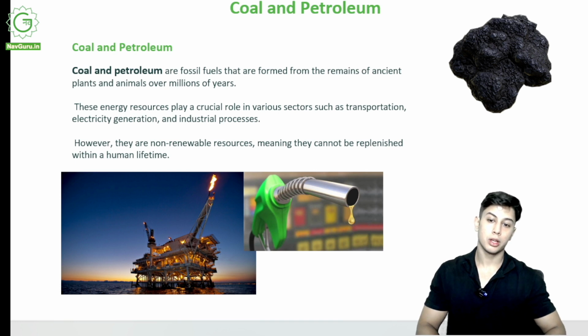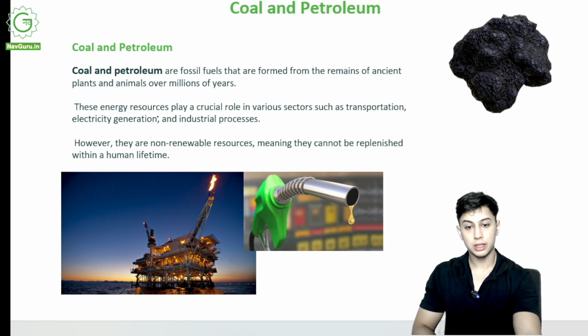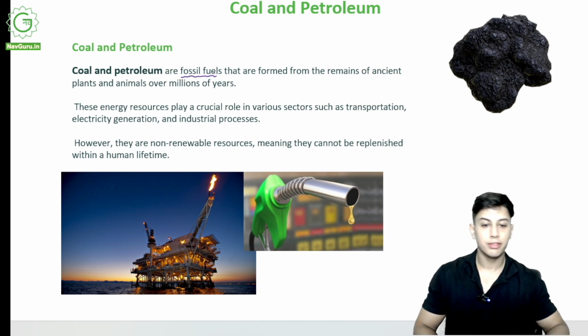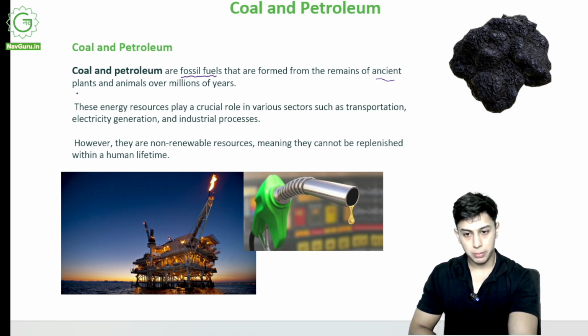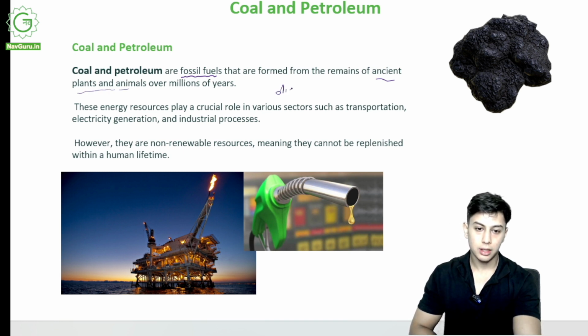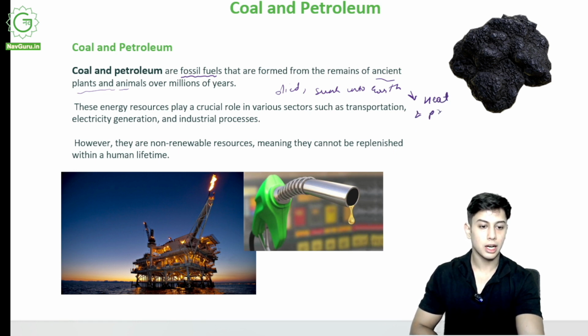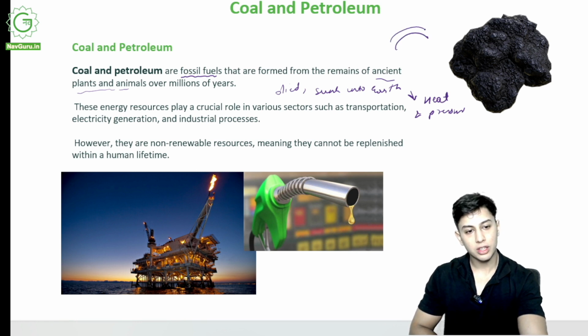Coal and petroleum. Coal and petroleum are fossil fuels. First of all, they are fossil fuels that are formed from the remains of ancient plants and animals over millions of years. What do I mean by ancient? It means they lived very long ago, millions of years ago. Plants and animals died, their bodies sunk into the earth, where they faced a lot of heat, since it is hot inside the earth, and pressure. How pressure? Since there are a lot of layers of land, there was a lot of pressure.